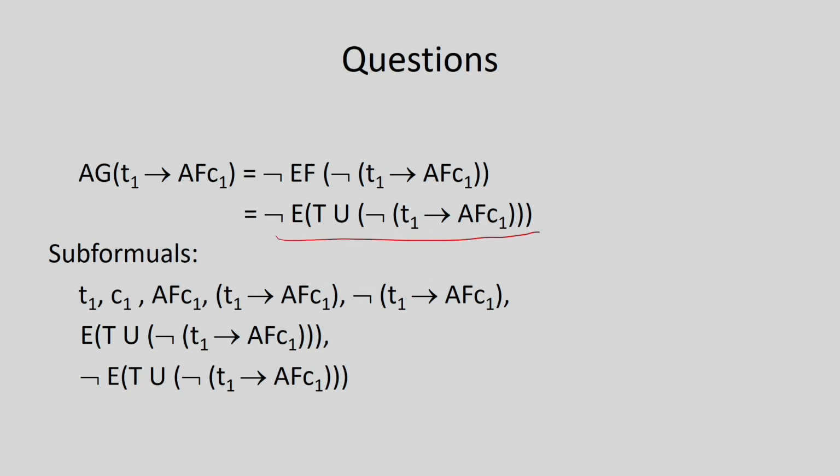We are going to look for the truth values of this particular formula in our model. So what are the subformulas that we have? T1, C1, AF C1, then T1 implies AF C1, then the negation of T1 implies AF C1, then E true until these things, and finally the negation of E true until not of T1 implies AF C1. We have to look for the truth values of those subformulas to get the set of states where this given formula is true.